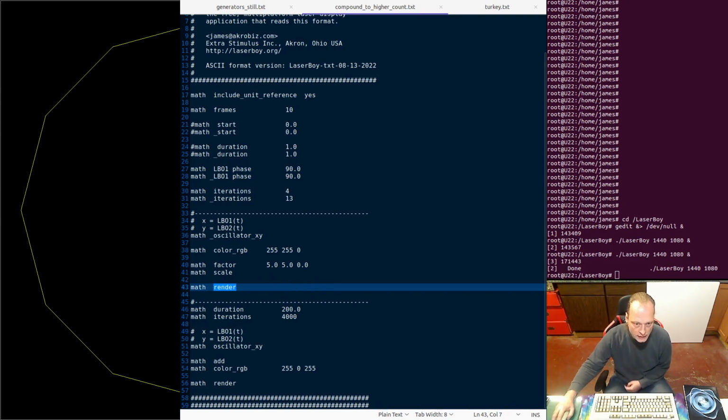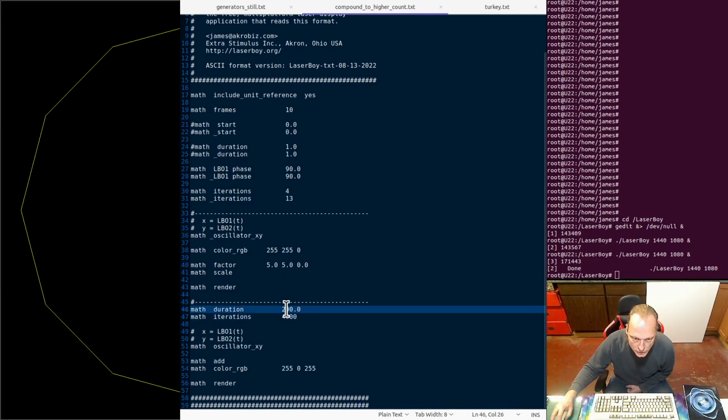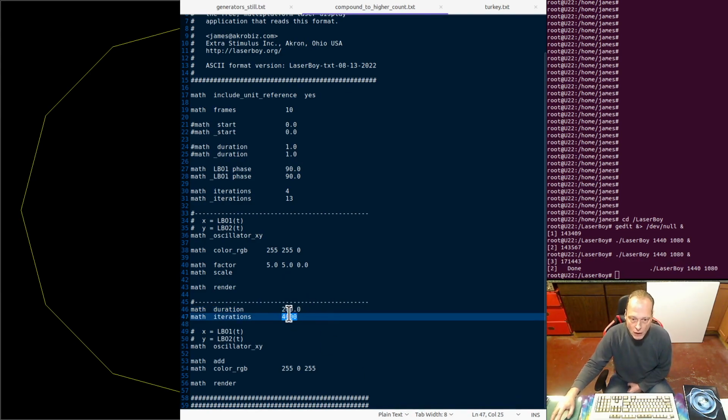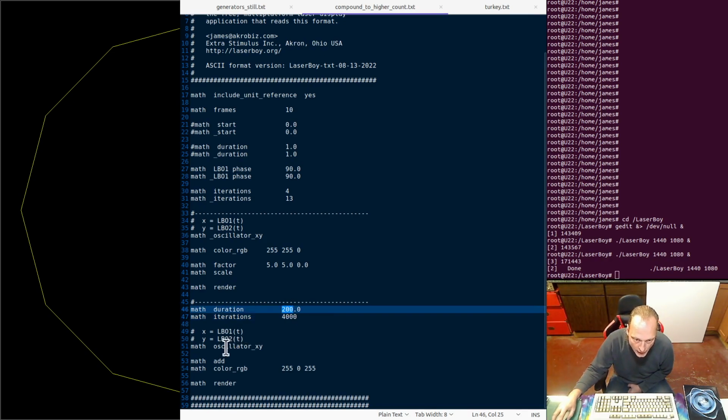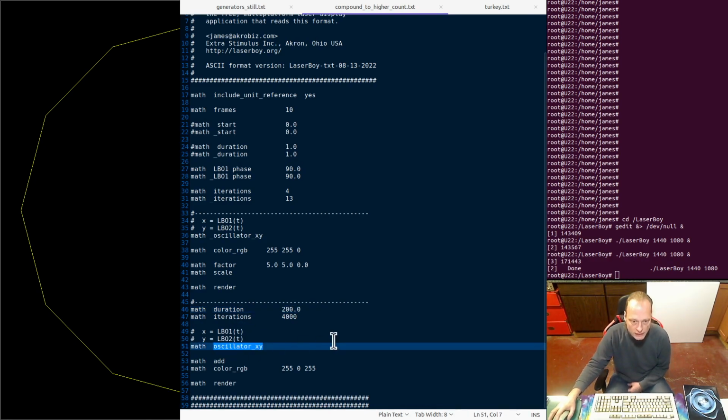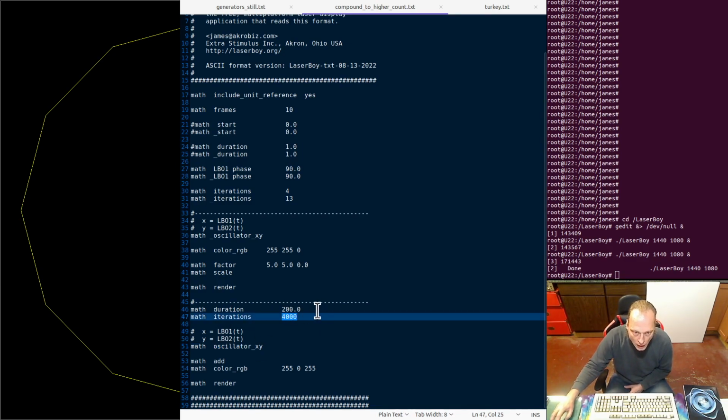Now that's what's in LaserBoy space. And then we did a duration of 200, which means 200 times around the unit circle, and iterations of 4,000. So there's going to be 4,000 vertices in this frame, which is going around the circle 200 times. And see here, we're calling oscillator XY, which is the same as the Lissajous. Remember I mentioned that. So it's just drawing 200 circles in 4,000 iterations.